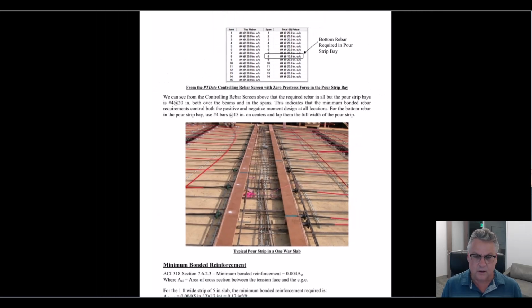So the pour strip is providing a stressing location, so if our tendons were getting too long for double-ended pulls, that solves it. And secondly, it's allowing the concrete to shrink in smaller sections. So it's providing two things for us.